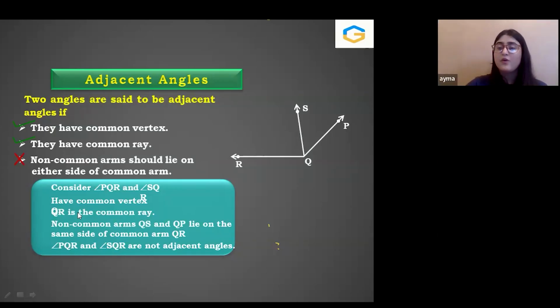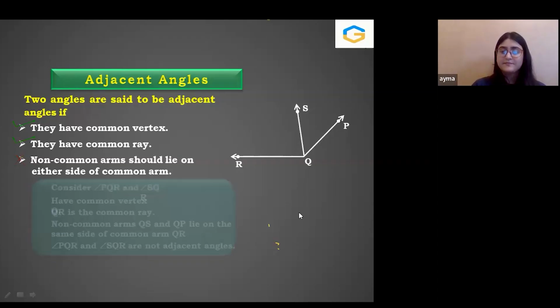What I was telling you about the adjacent angles is that adjacent angles basically are those type of angles in which they share a common vertex, like this point Q here. They have a common arm between them, like QS. But one condition is there: the non-common arms, the other two arms, should lie on the same side of the common arm. Okay, that is what basically the adjacent angles are.